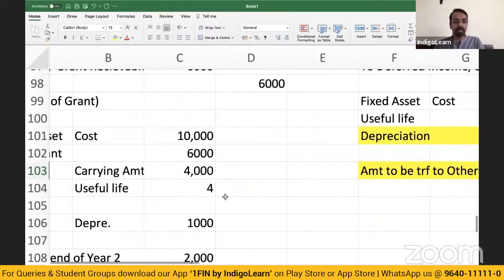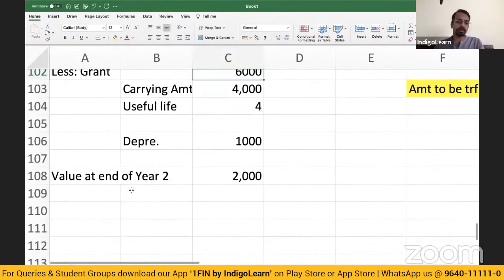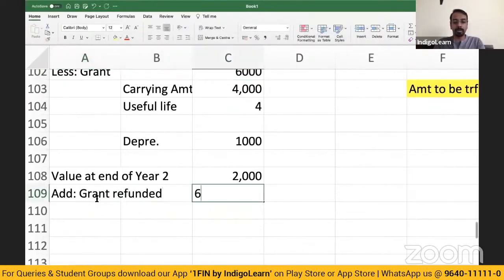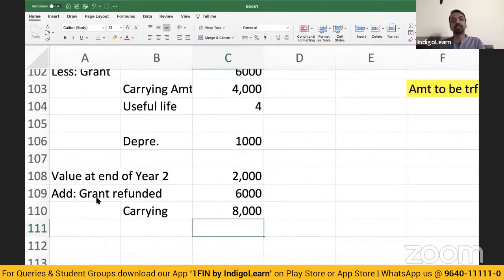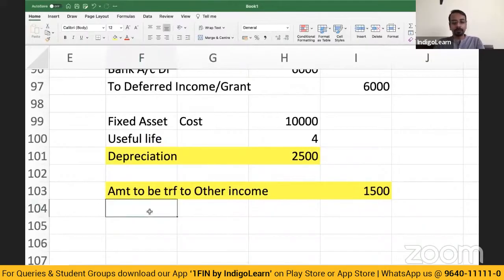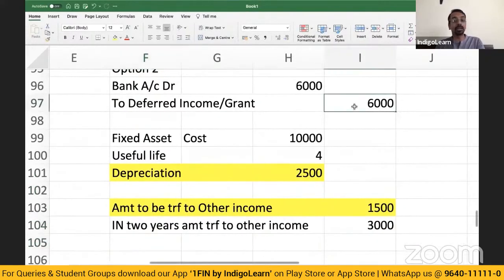So, for example, the reason why I said 2 years, value at the end of year 2 is 2000, and the government says, I gave you a grant so that you can do something. You did not do those things. Please give back the grant. What was the grant amount? 6,000. Okay, add grant refunded 6,000. Then carrying amount, how much? 6,000 plus 2,000, 8,000. What is the balance useful life? 2 years, depreciated over the remaining 2 years. In this case, over a period of 2 years, the amount transferred to other income will be 3,000. Correct?